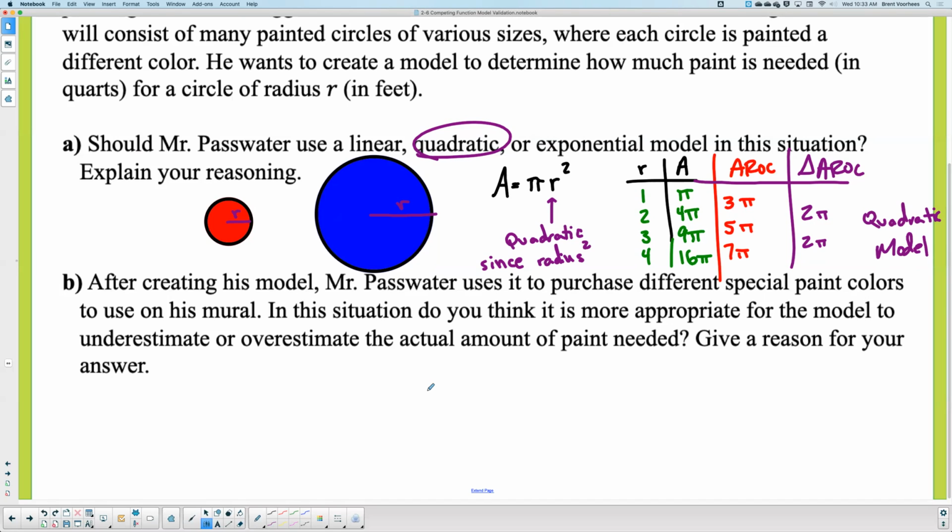Okay, after creating his model, Mr. Passwater uses it to purchase different special paint colors to be used on his mural. In this situation, do you think it is more appropriate for the model to underestimate or overestimate the actual amount of paint needed? Would it be better to underestimate the amount of paint we need or overestimate? Why overestimate? You might run out. Overestimate so that we can complete the project, or he in this situation can complete the project.